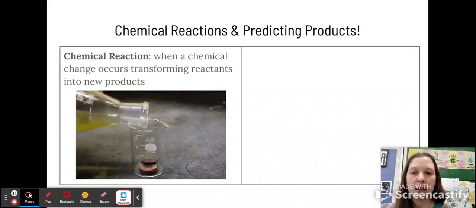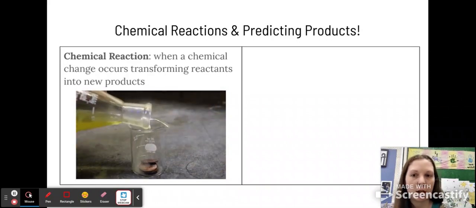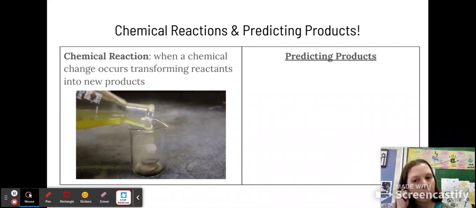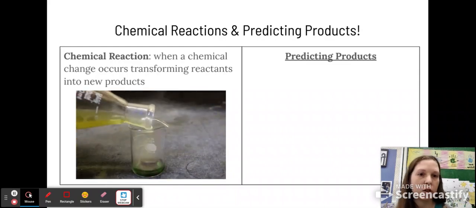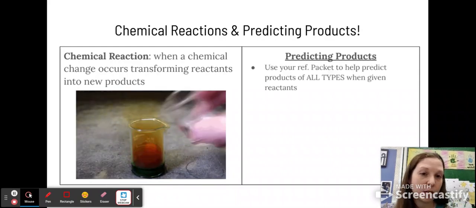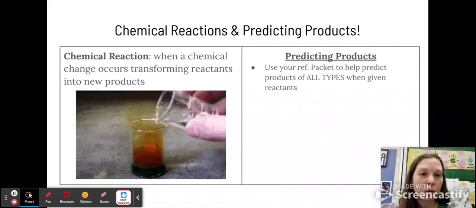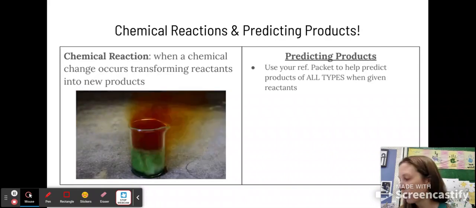And that is defined as when a chemical change occurs, transforming your reactants on the left side to your new products on the right side. And when we look at these, we have to understand how to predict products. So as a chemistry class, you do have to understand how to predict products because I may just give you the reactants. To do this, though, you need to use your reference packet because it will tell you or help you predict products for all types of reactions.